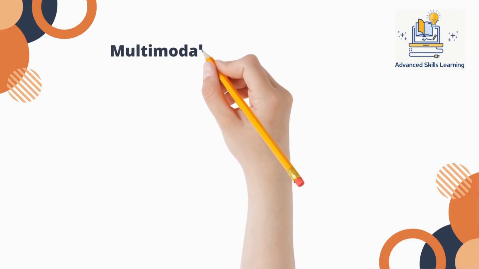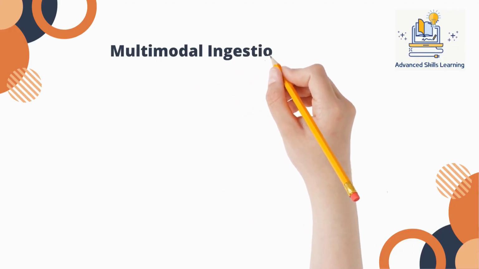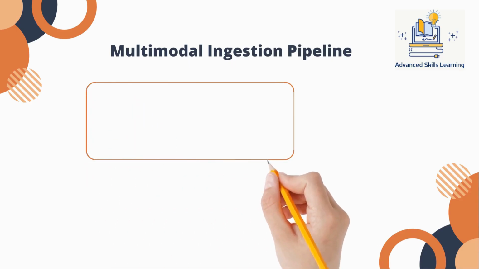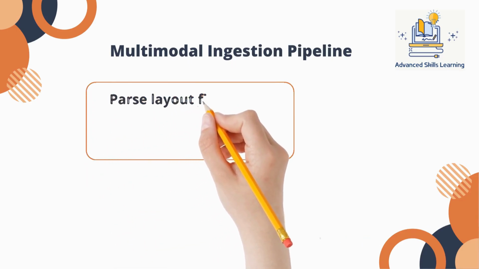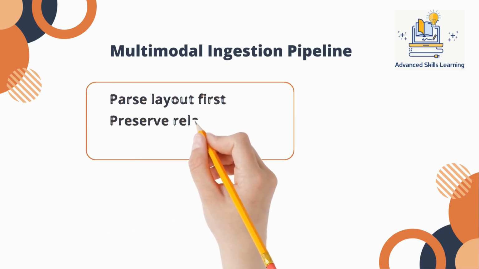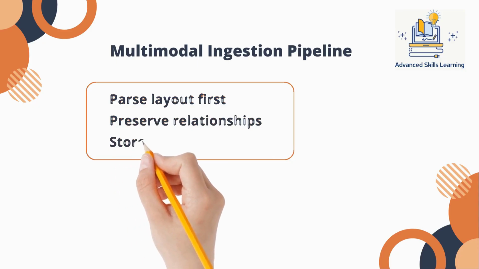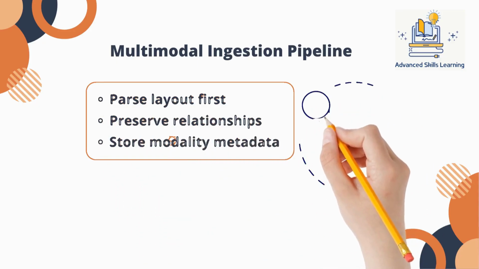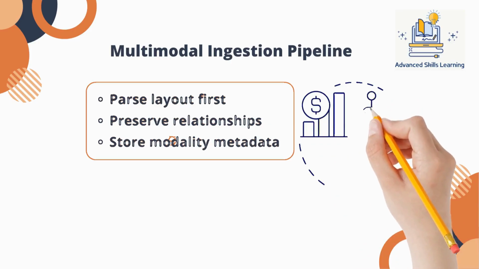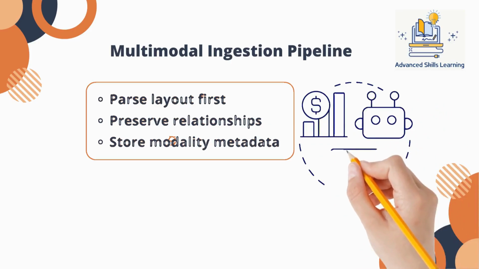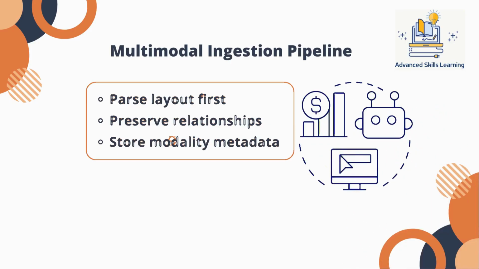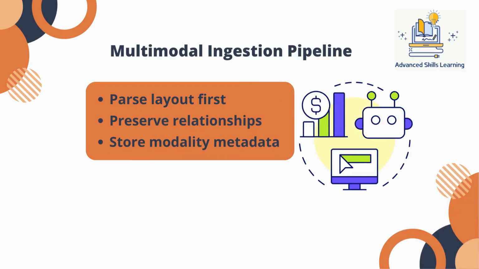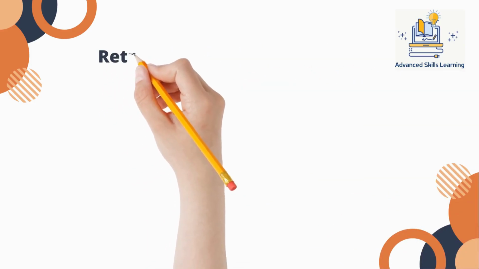Ingestion is the first major architectural shift in multimodal RAG. Instead of treating documents as text streams, we parse layout, detect tables, extract images, and preserve spatial relationships. Each chunk carries metadata about its modality so retrieval knows what kind of information it represents. This additional work upfront is what enables downstream accuracy. If ingestion collapses structure too early, retrieval has no chance of selecting the right evidence later. In multimodal systems, ingestion quality directly determines answer quality.